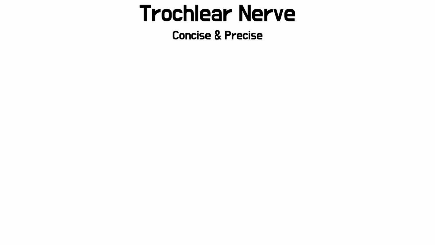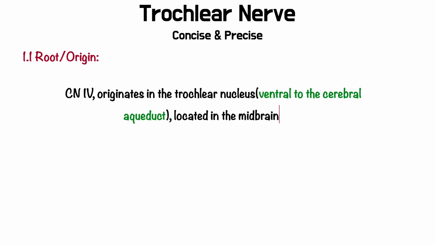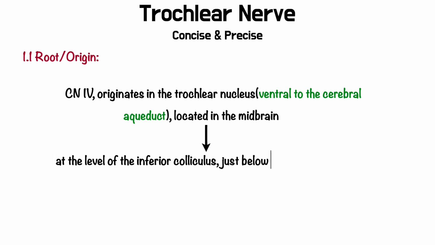So let's begin from the root or origin of the nerve. It actually originates in the trochlear nucleus. The precise location is that it lies ventral to the cerebral aqueduct located in the midbrain, at the level of the inferior colliculus, just below the oculomotor nucleus, right? So that is the location from where the trochlear nerve is generating.